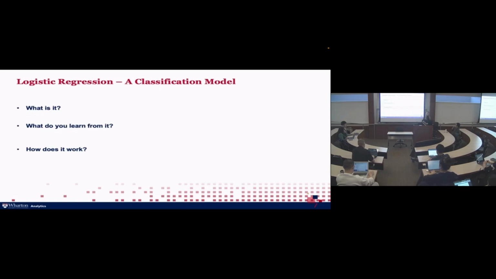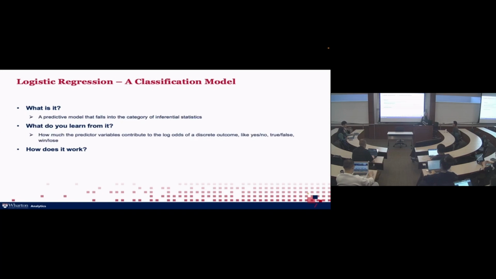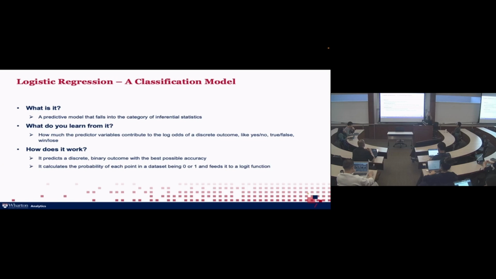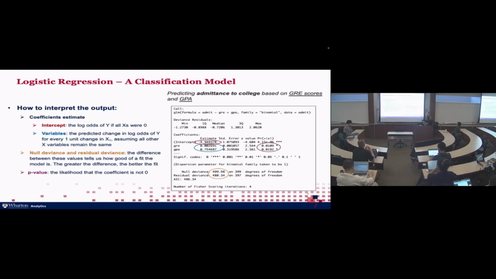Next up, logistic regression. So it's very similar to what we were looking at before with simple linear and multiple regression, except it's predicting a discrete outcome, a binary outcome. So what do we learn from it? We learn how much the predictor variables contribute to the log odds of a discrete outcome. And how does it work? Again, it predicts a discrete outcome with the best accuracy possible. And it calculates the probability of each point in a data set being 0 or 1, and then it feeds it into this logit function.